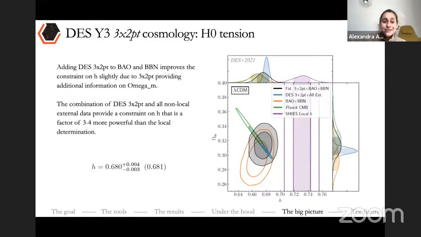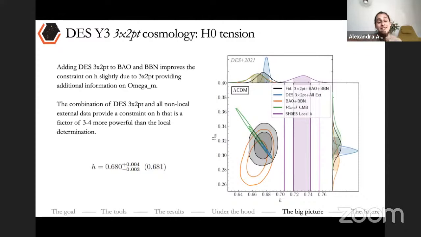Now, interestingly, we also looked at the H0 tension. So we can constrain the Hubble parameter using a combination of BAO, BBN constraints and the DES 3x2-point. And when we use the BAO and BBN, those give you the orange constraints. So those are external to DES. DES 3x2-point adds just a little bit. So now we're adding the orange, sorry, with the 3x2-point to give the black.